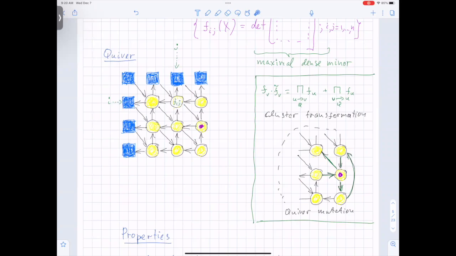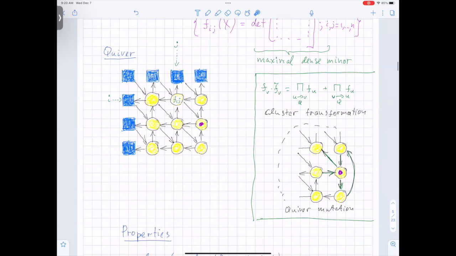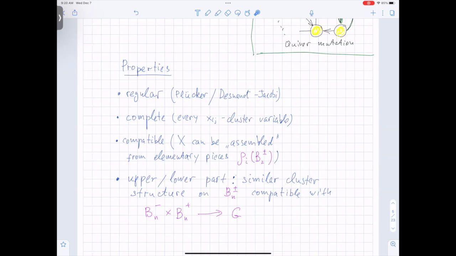cluster structure, because all the functions that I will obtain will be polynomial in matrix entries. It is complete, because through a sequence of mutations, it's not hard to see that every matrix entry will be part of our coordinate system at some point. And all of these functions within a given coordinate chart will have this nice Poisson bracket. So they will be compatible, or log-canonical. And this is because X can be assembled from these little 2x2 pieces.